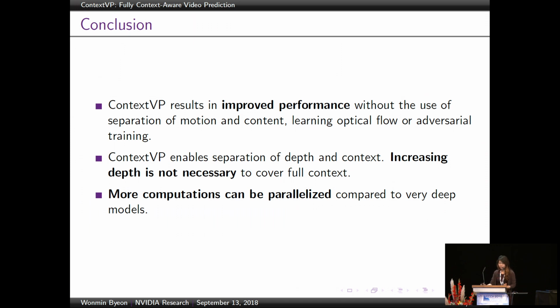In conclusion, ContextVP resulted in improved performance without the use of separation of motion and contents, learning optical flow, or adversarial training. ContextVP enables separation of depth and contents, so increasing depth is not really necessary to cover full context. And also, more computation can be parallelized compared to very deep models.